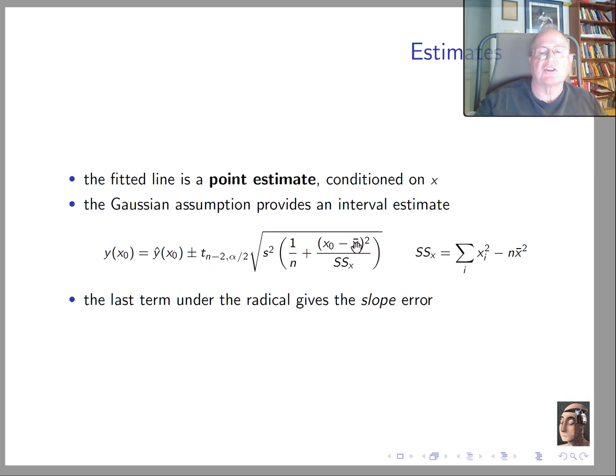Here's the center, x bar, the centroid, and here's our estimated point. This gets bigger the farther away the point is from the centroid. And so that gives us that swing out at the ends. Okay? And so that's the slope error. All right? And that's the way we get the estimate.